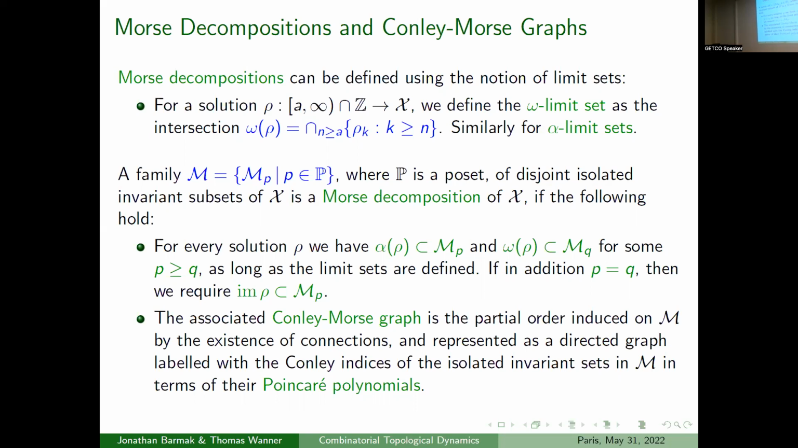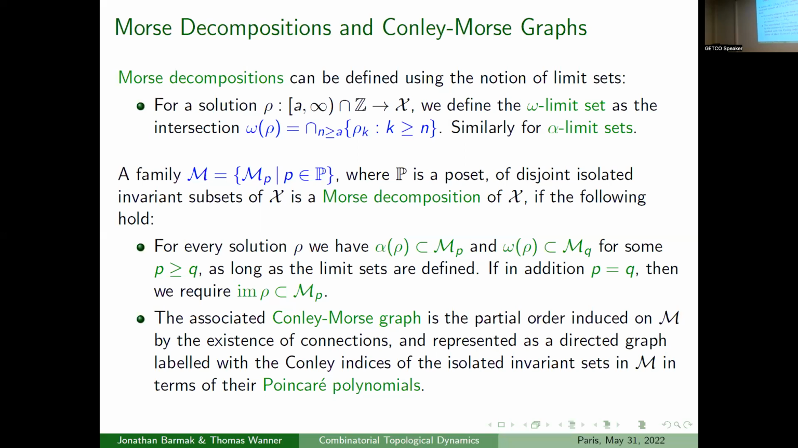Then the alpha limit set has to be contained in a Morse set. The omega limit set has to be contained in another Morse set, possibly the same, in such a way that P and Q satisfy that P is bigger than or equal to Q. So I have a partial order on my Morse sets, and basically the flow can only go downhill with respect to that partial order. And in addition, if P is equal to Q, then the whole solution has to lie in the corresponding Morse set.